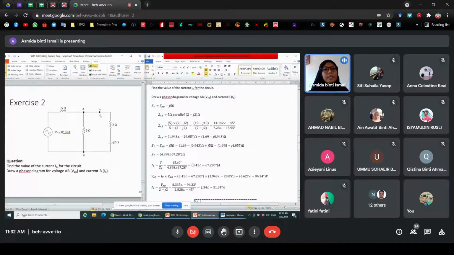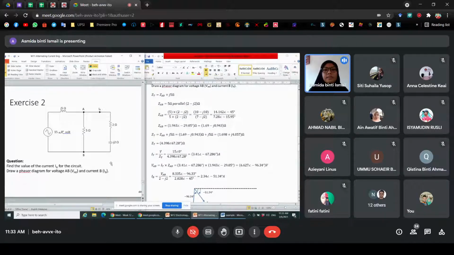You need to find the value for the IB. If you want to find the value for this I, you need to find the value for the IT first, the total current. The total current is equal to this voltage 15 divided by the total impedance. So you get the value for the total current.